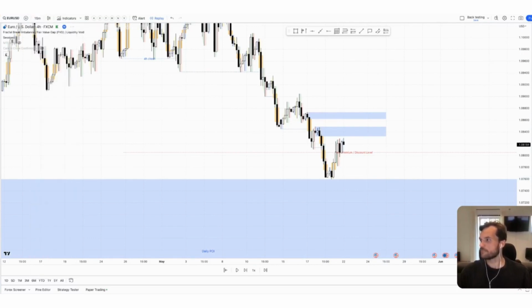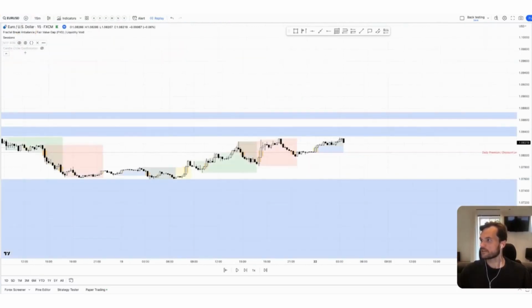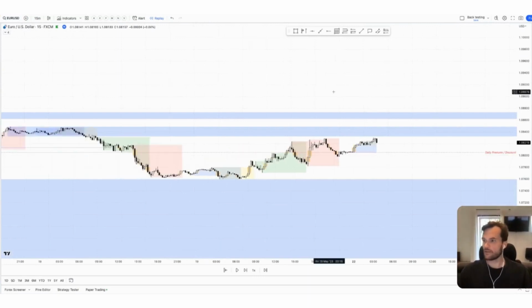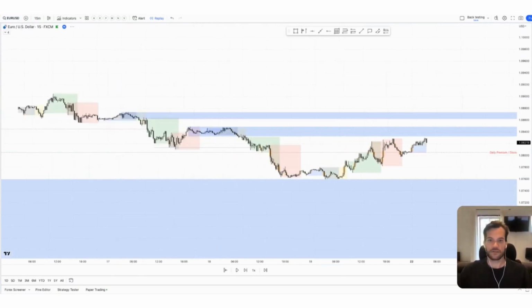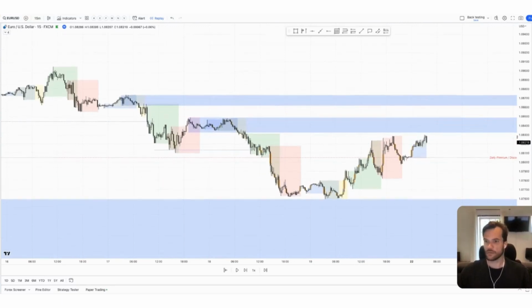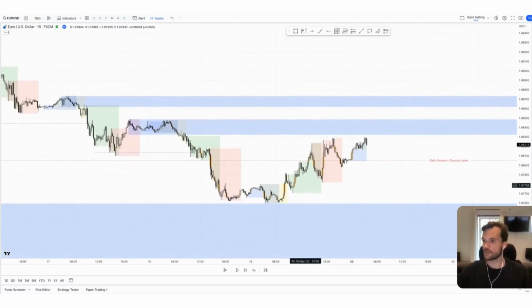So let's jump on the 15. I'll turn this market structure back on. Let me just close a couple of things. I don't know if you could hear all that noise, so sorry if you do. It would be annoying. I'll try to turn it all off at this point.